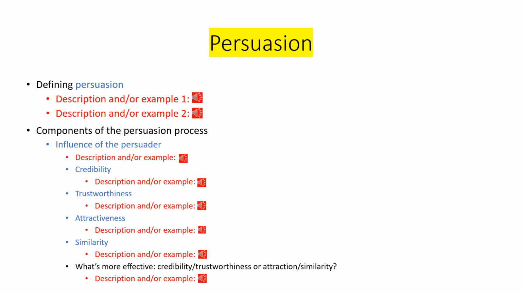Second important trait or characteristic of the persuader that has the ability to increase or decrease the effectiveness of the message is whether or not this person is viewed as trustworthy.